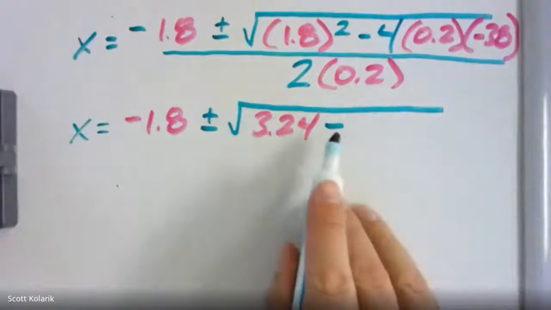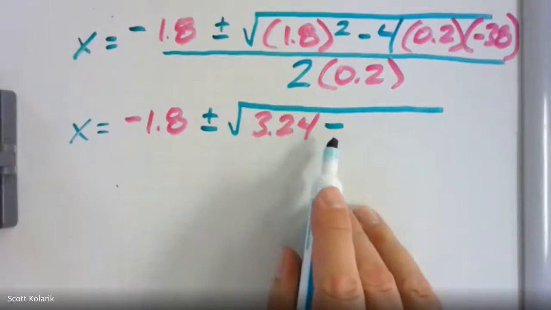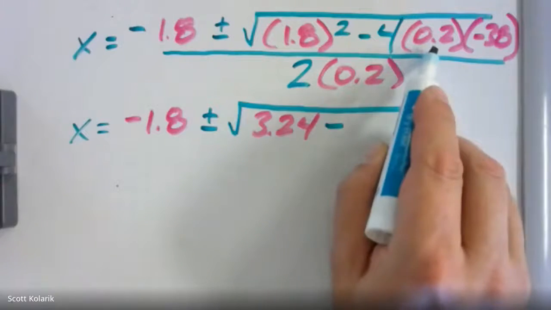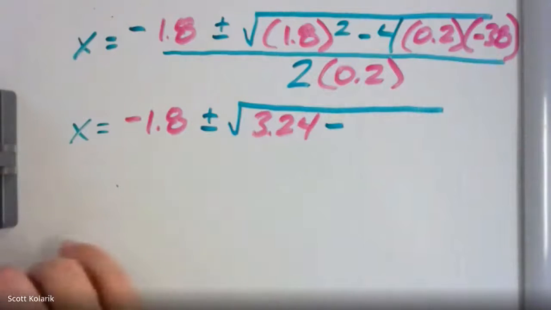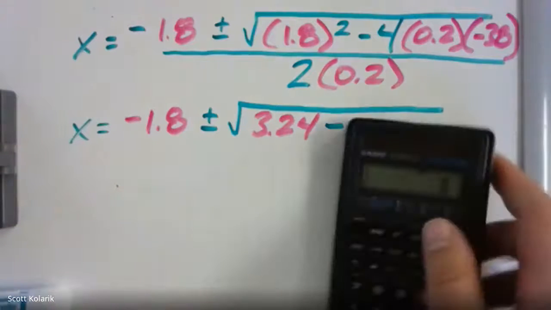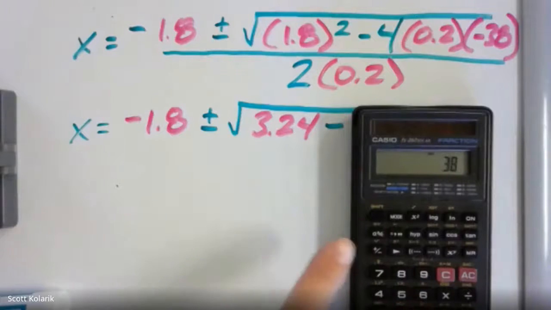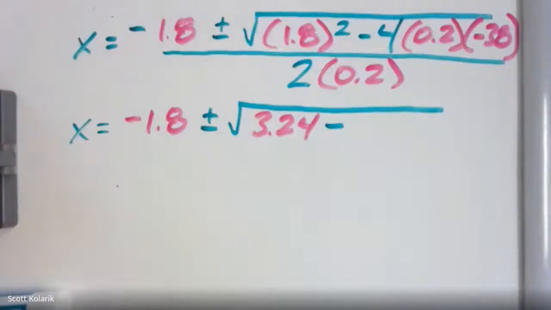Again, I always go through the time of writing out that minus sign, whatever happens over here. So now I'm going to multiply 4 times 0.2 times -38. Again, don't be a hero. Use some calculators, right? So 4 times 0.2 times negative 38. I'll make sure I make that a negative. That gives me a negative 30.4 result.